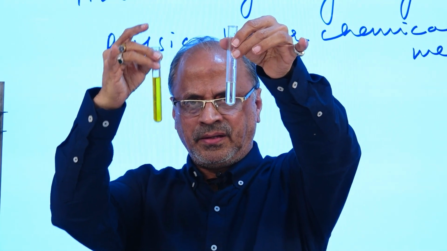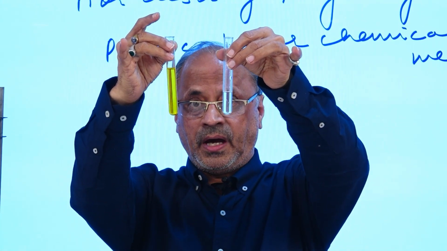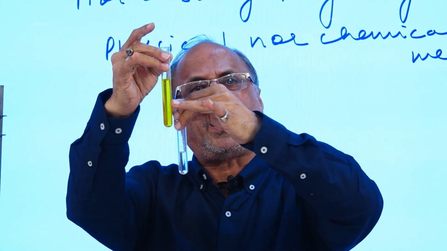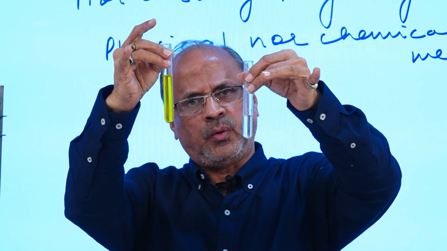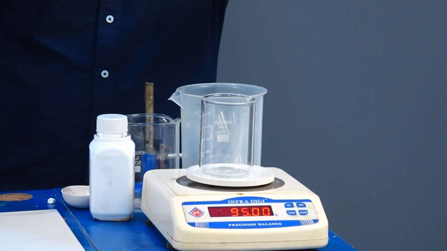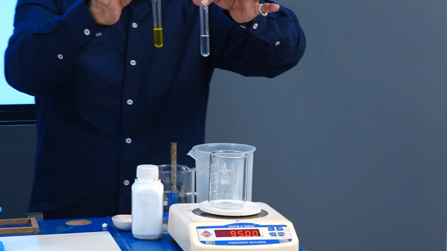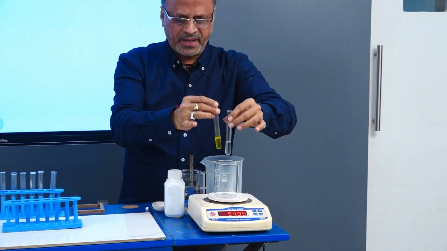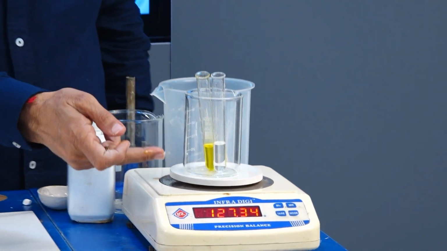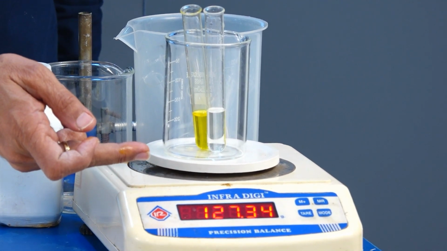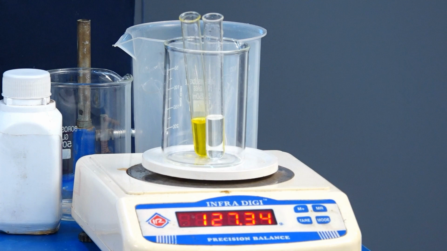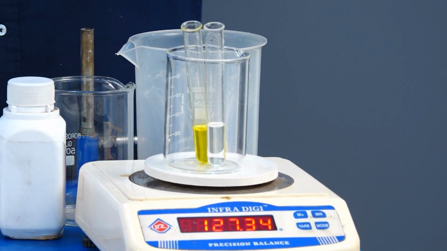So now I have got the tubes of lead nitrate and potassium chromate. Now I am going to weigh them, by taking only a part of this potassium chromate solution. Okay, students? Fine. I've got the two solutions. Now see here, I am placing it over here and see the reading here. What is the reading? 127.34. Let me write it on the board now.